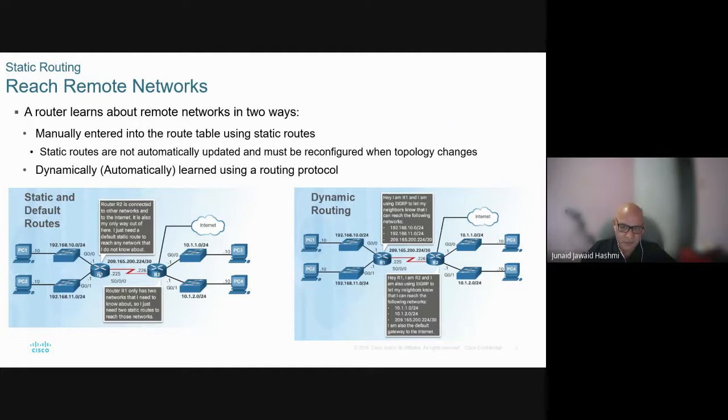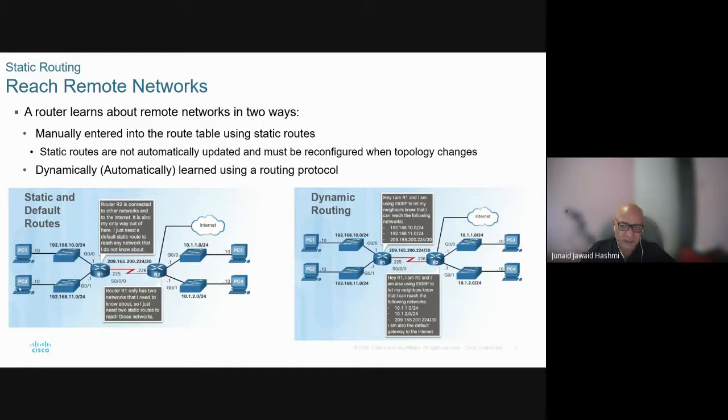Now if you look at R1, it's connected to how many networks? Can somebody tell me how many networks it's connected to? 1, 2, 10, 11, and this one, 209.165.200.24. Okay. So if PC1 wants to access PC10, the router will route the packet directly to PC10 because it's directly connected.